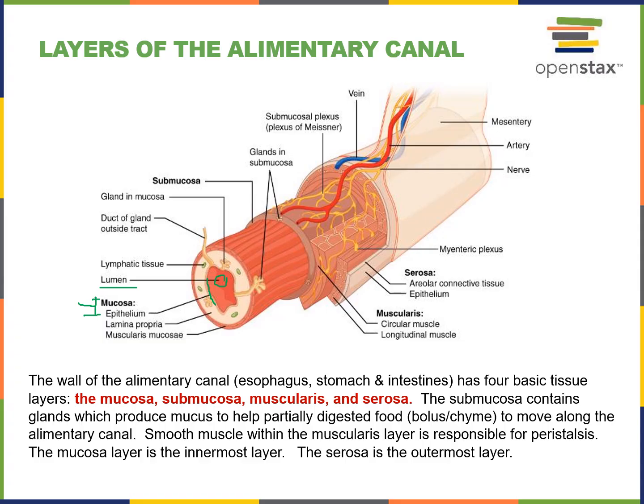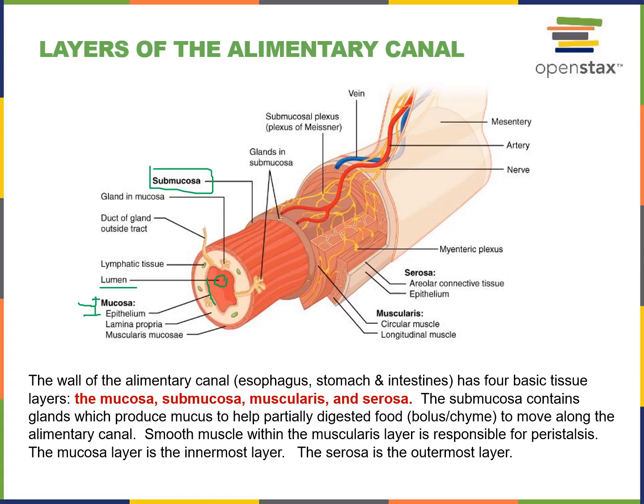Beneath the mucosa is what is called another layer, the submucosa, because sub means underneath. So beneath the mucosa is the submucosa, and this one is really important because the submucosa actually has blood vessels. You can sort of see them here, red and blue. There are also nerves, which is actually being shown in yellow, and there's actually lymphatic capillaries also.